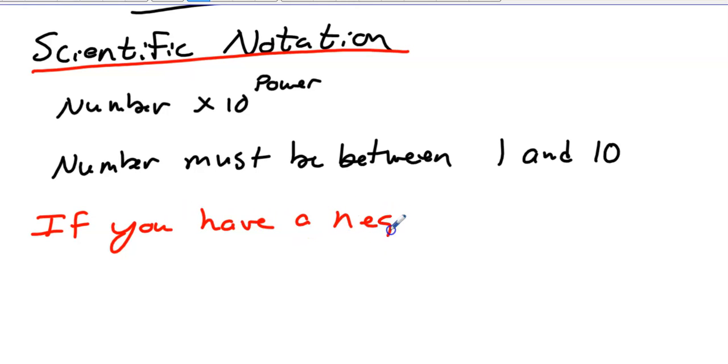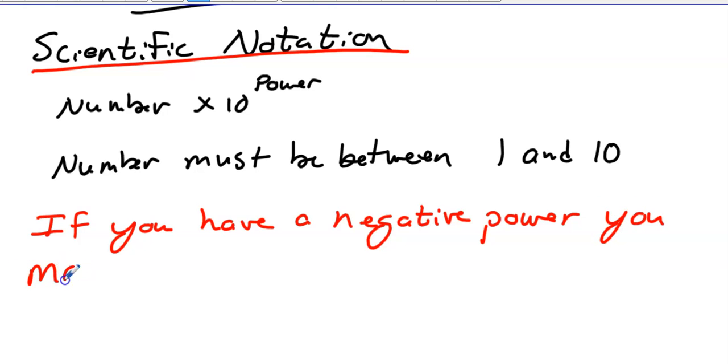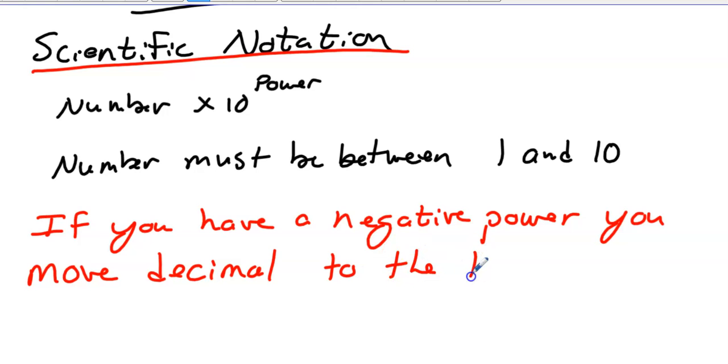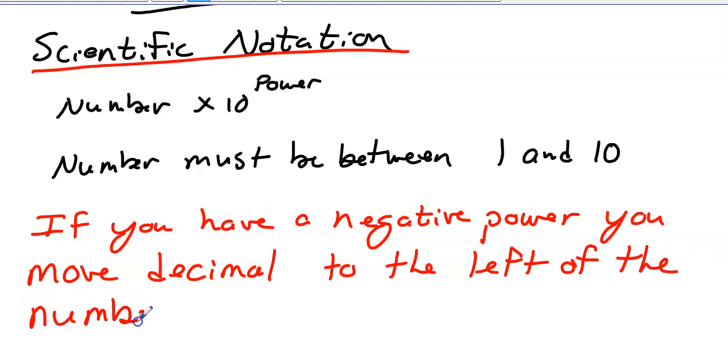If you have a negative power, you move the decimal to the left of the number to convert it to standard form.